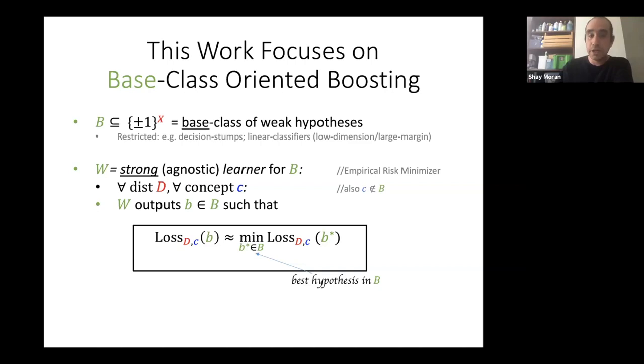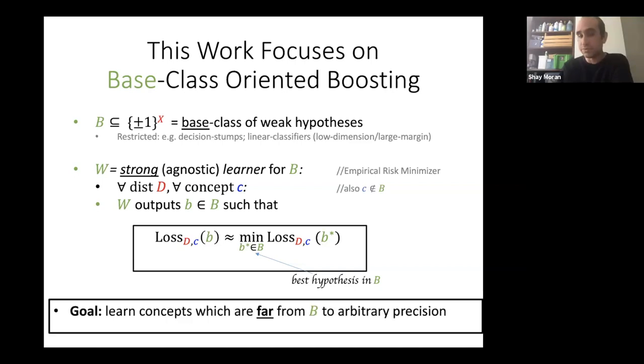Okay, and what is the goal? It's very easy to learn target concepts from the base class. So the goal would be to learn concepts which are as far as possible from B. So we want to learn many, many concepts. We want to use the base class concepts from B to approximate arbitrary concepts to arbitrary precision. Okay, so again, in previous work we wanted to boost a weak learner for a given class to a strong learner for the same class. Here we're given a strong learner for a simple base class, and we want to boost it to a strong learner for a larger class.